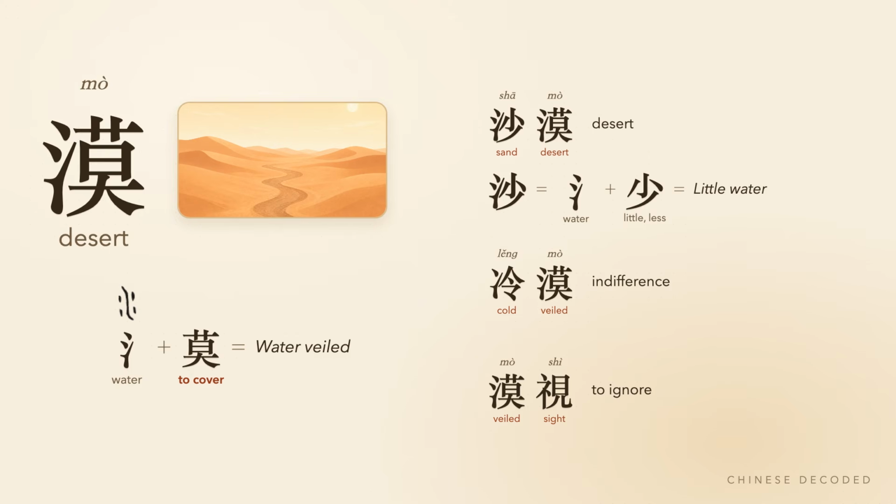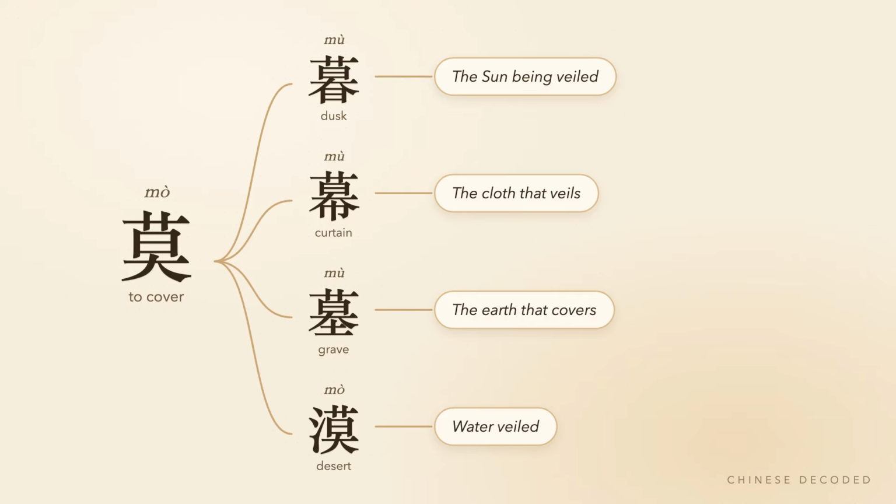Notice that in 冷漠 and 漠视, the character 漠 does not mean the literal desert at all, but the veiling sense remains present. At this point, you may be wondering, why do these characters mu, mu, mu, mo sound the same or similar to each other? This is the phonetic radical mo doing its job.